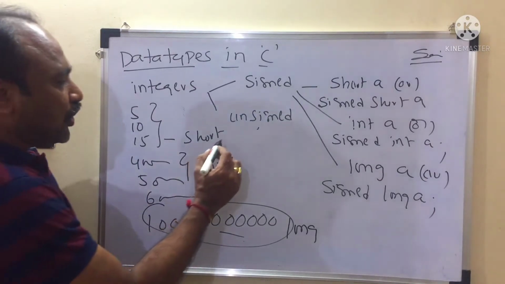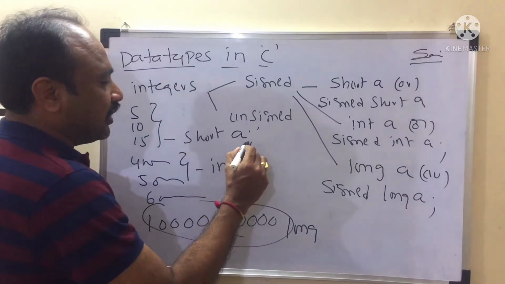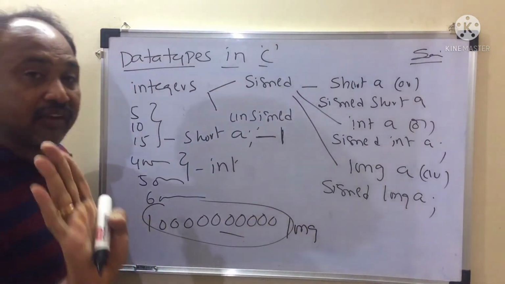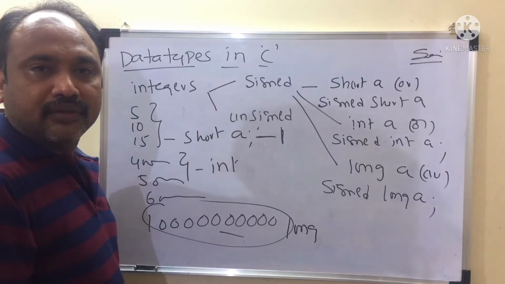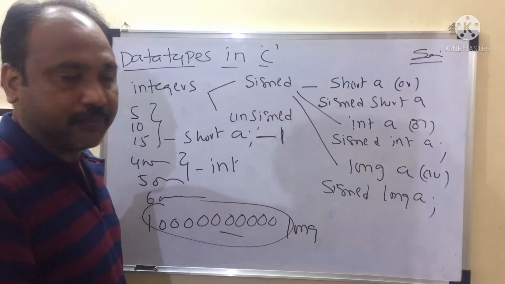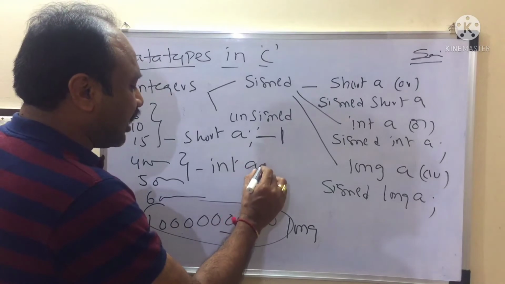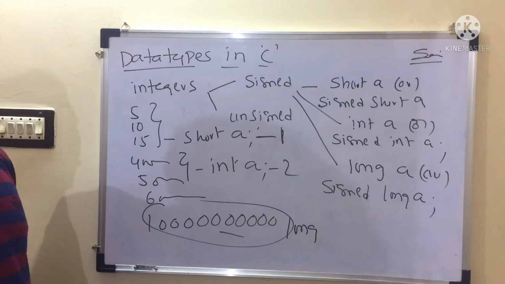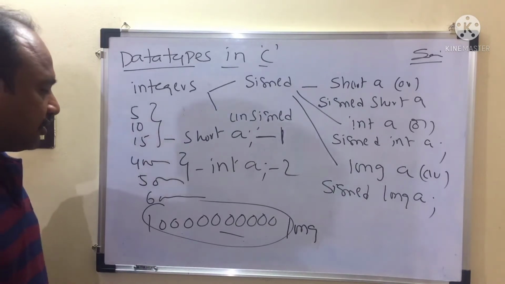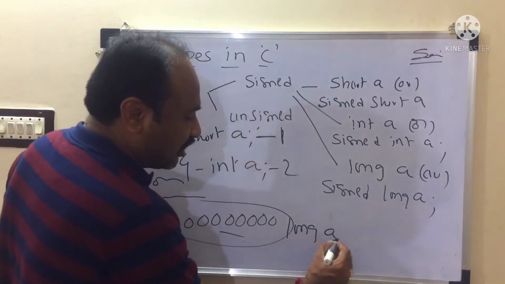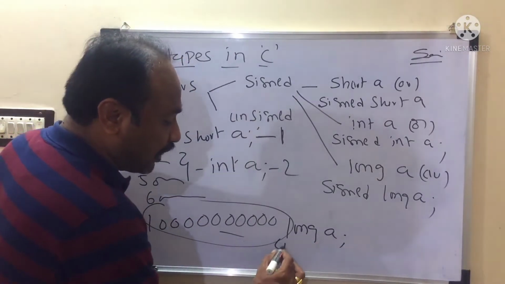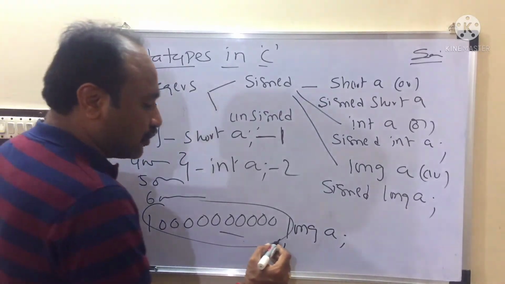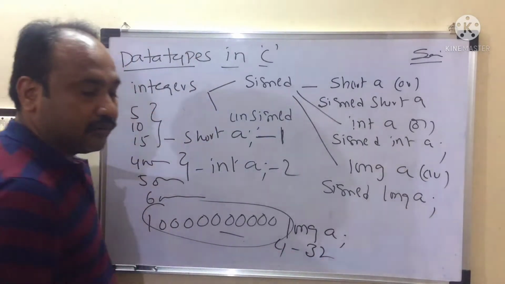For example, if you declare an integer as short a, it requires 1 byte of memory to store in computer memory. 1 byte means 8 bits of memory. If you declare a value as int, it requires 2 bytes of memory. 1 byte means 8 bits, 2 bytes means 16 bits. In the same way, if you declare an integer as long integer, it requires 4 bytes. 4 bytes means 32 bits required.